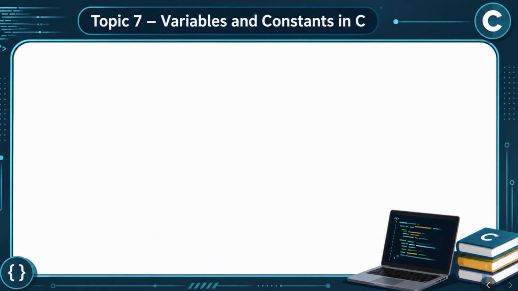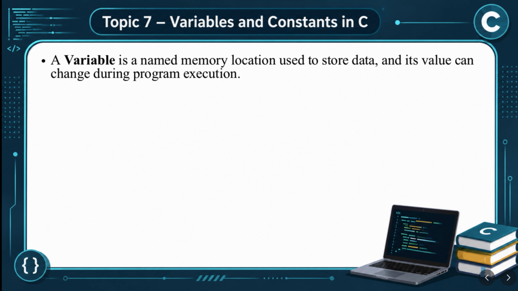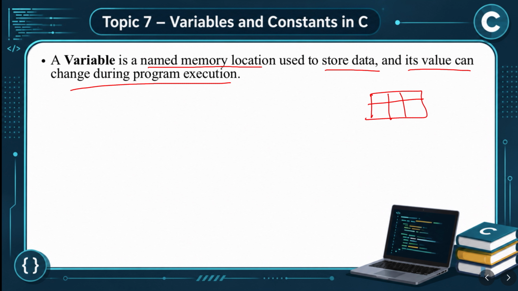So let us start and understand what a variable is. A variable is a named memory location used to store data, and its value can change during the program execution. So if I say there will be your memory, that is your RAM, right? It will have some blocks, and those blocks are your memory locations. So what is a variable? A variable is something where you give a name to this memory location. Okay. How are you going to do that?